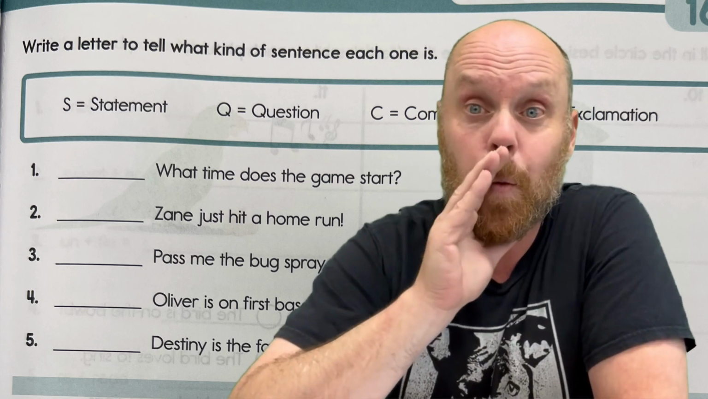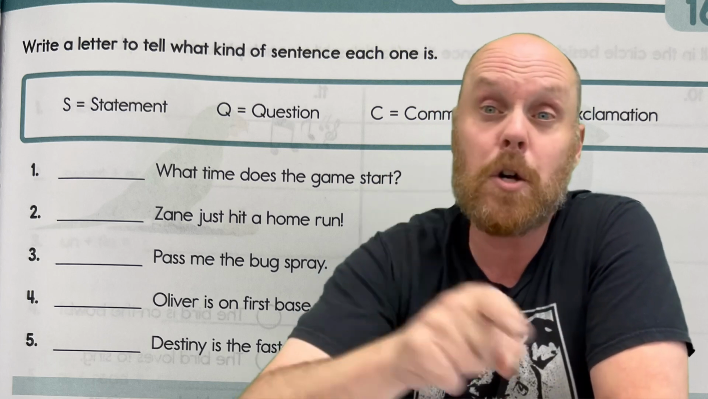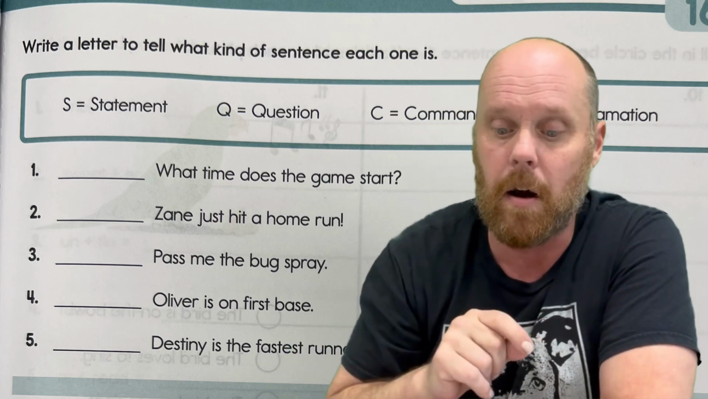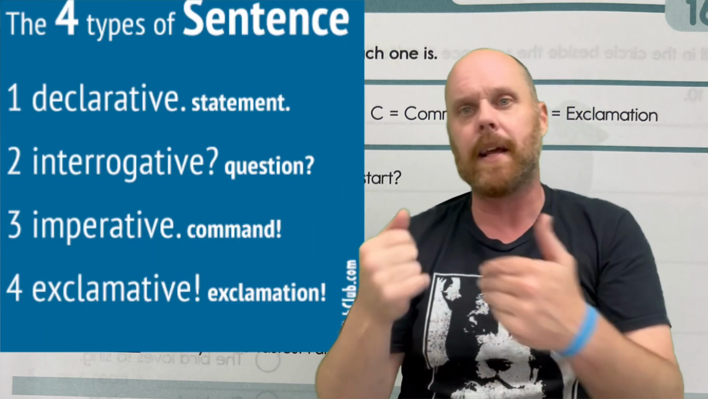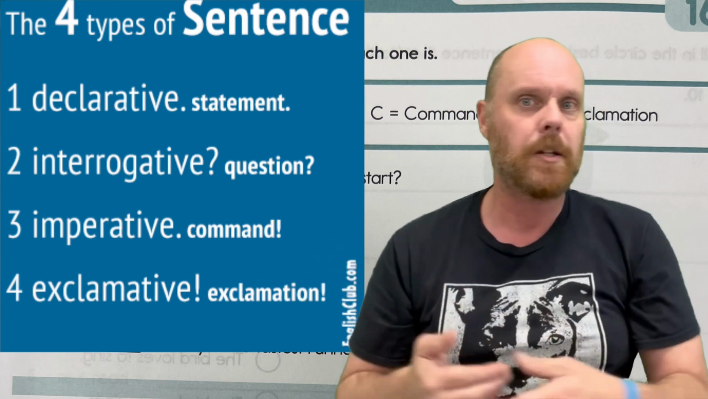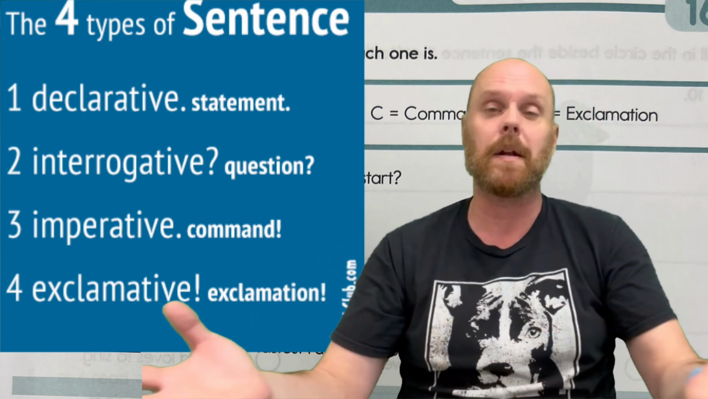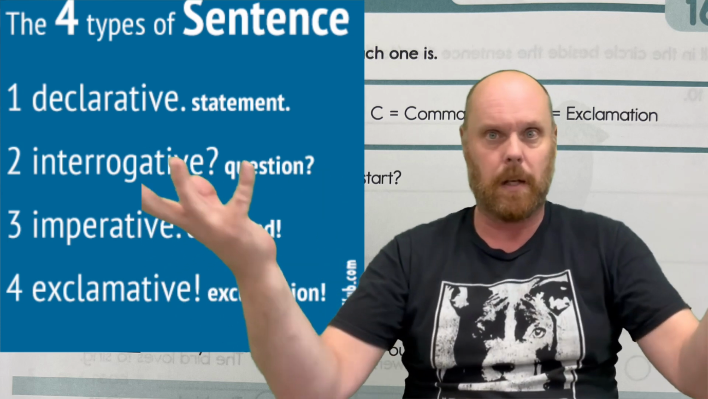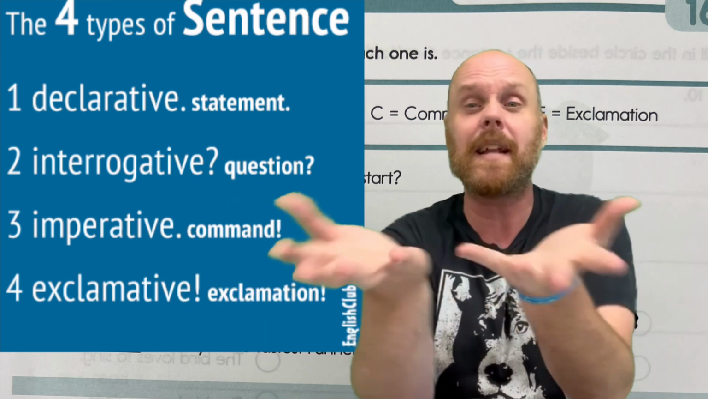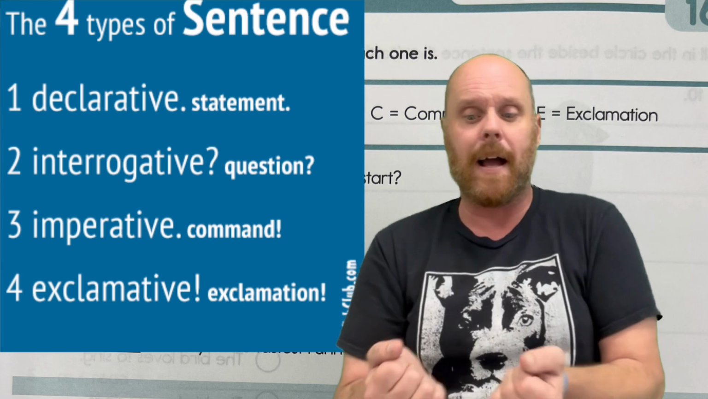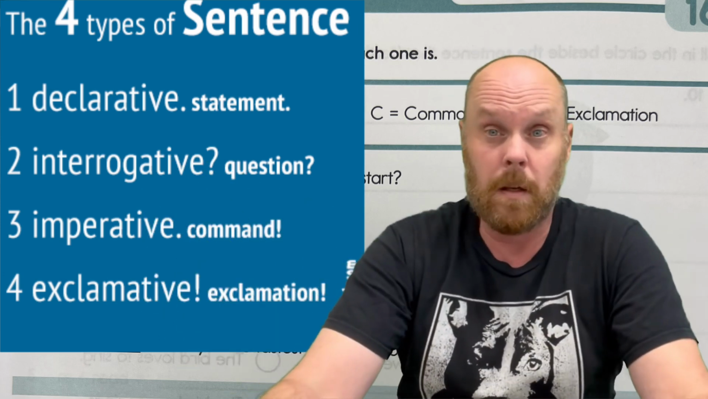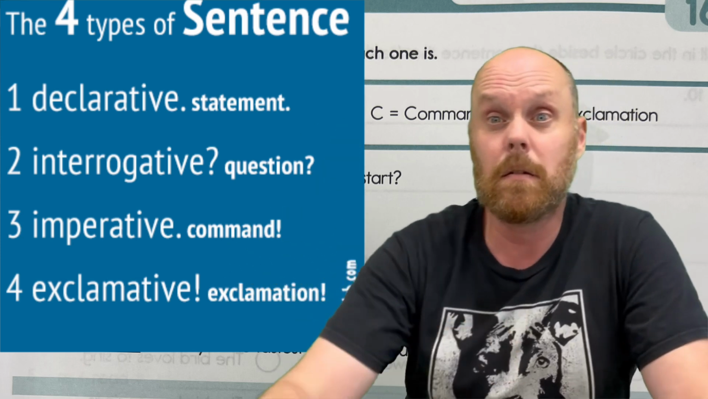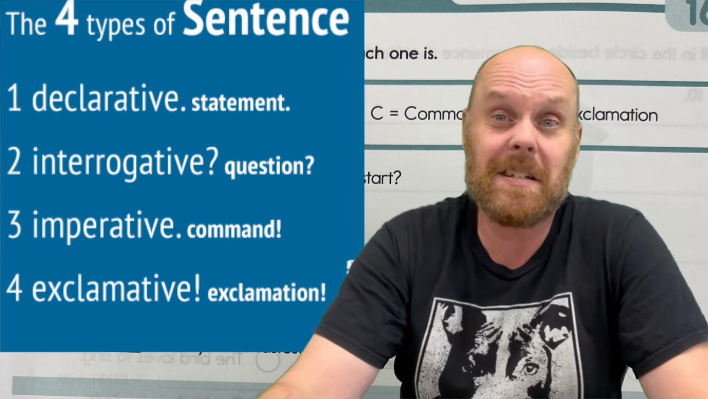Look at the punctuation. If you look at the punctuation, you should be able to tell what each one of these sentences is. You see, a statement ends in a period. It just says something. It's something that's true. The sky is blue. It's a sentence. It's a statement. I am just saying the sky is blue. My dog likes to run. See, it's just a statement.